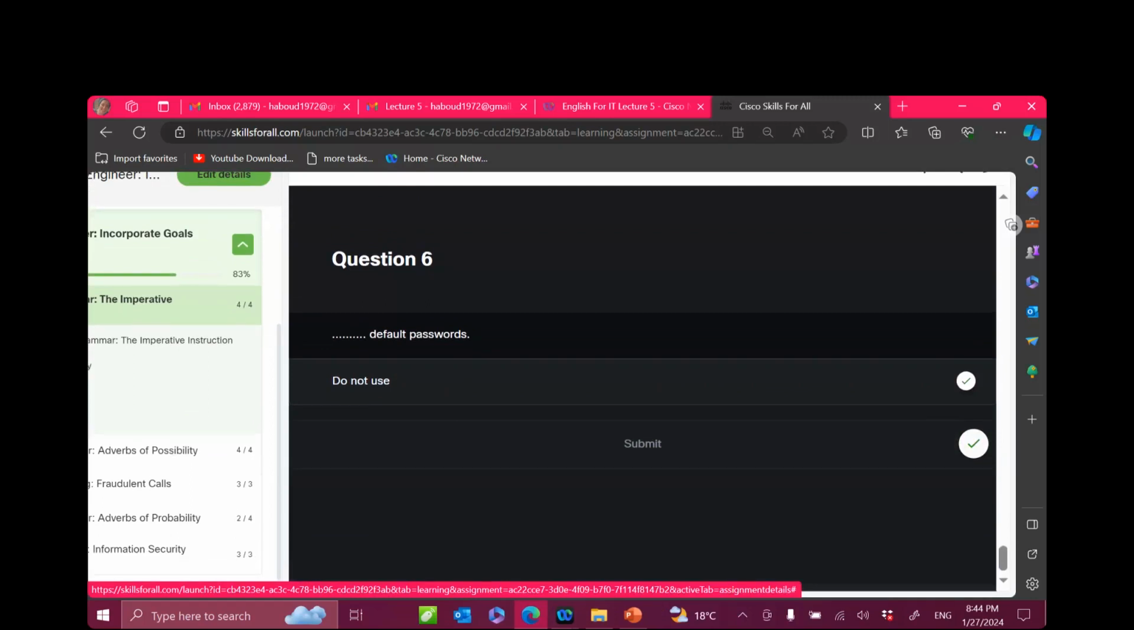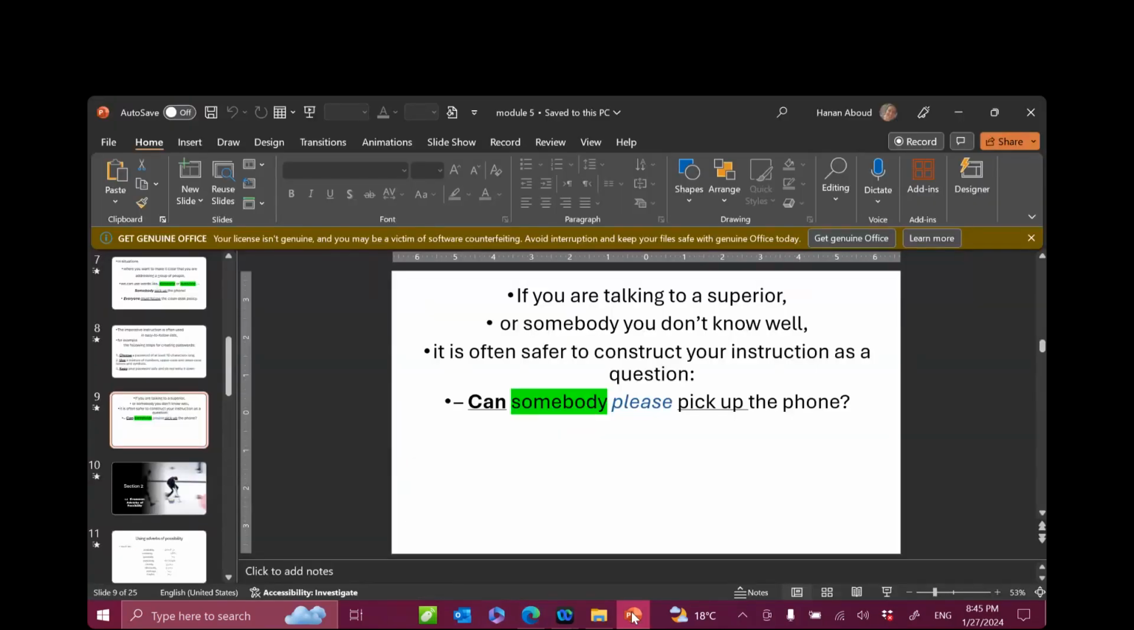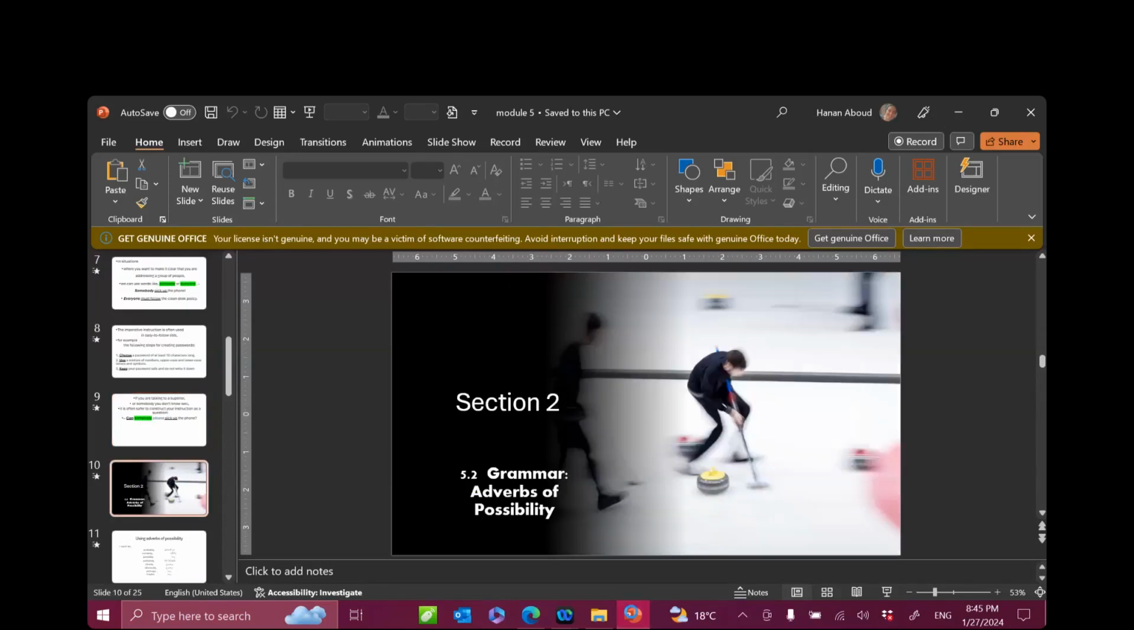طيب احنا عندنا اي sections تانية للجرامر؟ Yes، انا عندي section 2 grammar adverbs of possibility. Possibility. What is the meaning of adverb of possibility? Let's see. What do we mean by that? Okay, so section 2, adverbs of possibility.